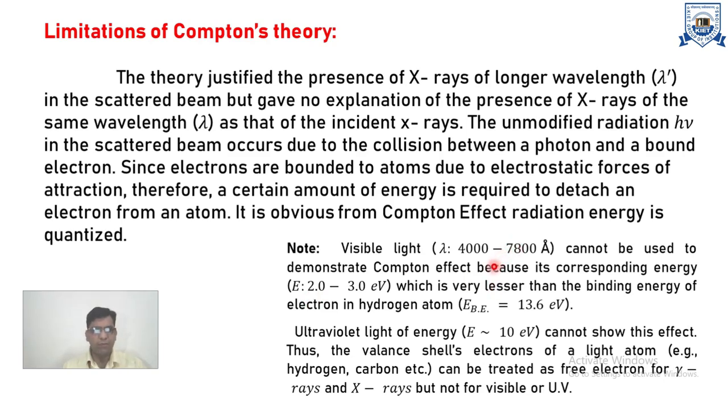If we use visible light of 4000 to 7000 angstrom, it cannot be used for demonstration of the Compton effect, because it corresponds to photon energy of 2 to 3 volts, which is lesser than the binding energy, so the electron cannot absorb that amount of energy. Here you cannot use ultraviolet light of 10 electron volts because you cannot see this effect. The valence electron is treated as hydrogen-like, as an electron with gamma rays. So the conclusion is that the Compton effect is not observed for visible light. It only works for shorter wavelengths or gamma rays.